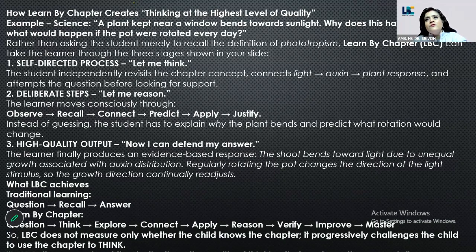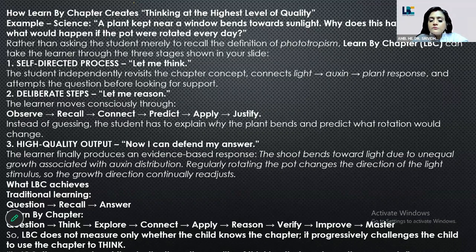So this is how Learn by Chapter scientifically makes the student understand the concept and apply it. Go work on it, research it, and then they will be able to give the answer, because the learning happens anytime, anywhere, at their own pace, at their own interest, and they will come up with their own reviews. So what LBC achieves is this: traditional learning is question, recall, and answer, and Learn by Chapter says question, think, explore, connect, apply, reason, verify, improve, and master.